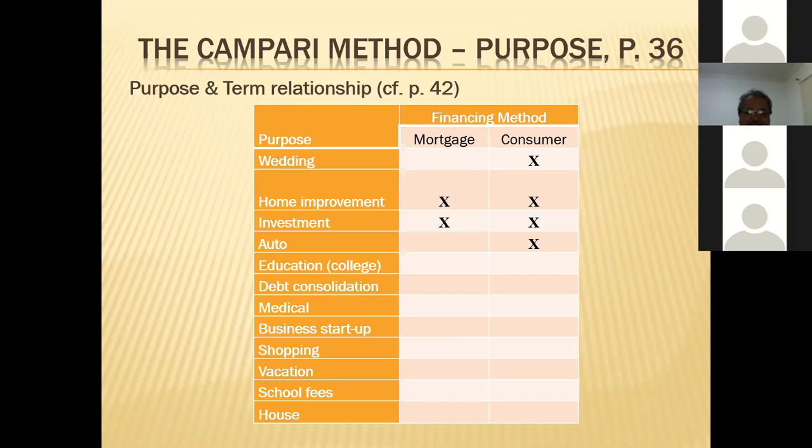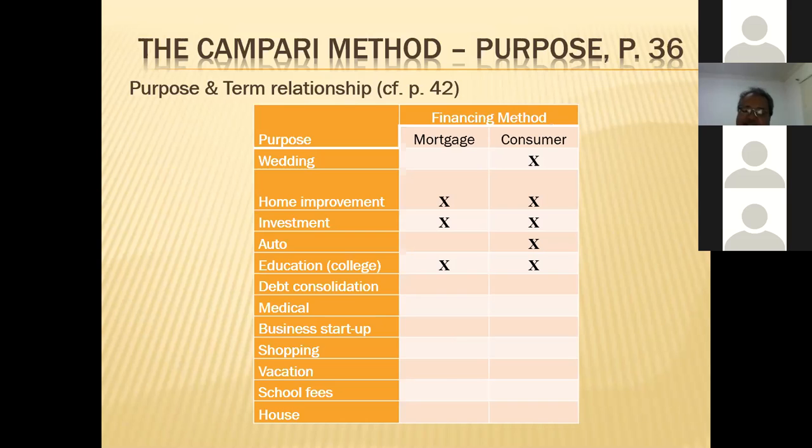Alrighty. So education, college. Consumer. Sometimes you may find people mortgaging their homes. Oh yeah, that's true. So you could do both. Mr. Norris, wouldn't that be the same thing for auto? Some people use it as collateral.